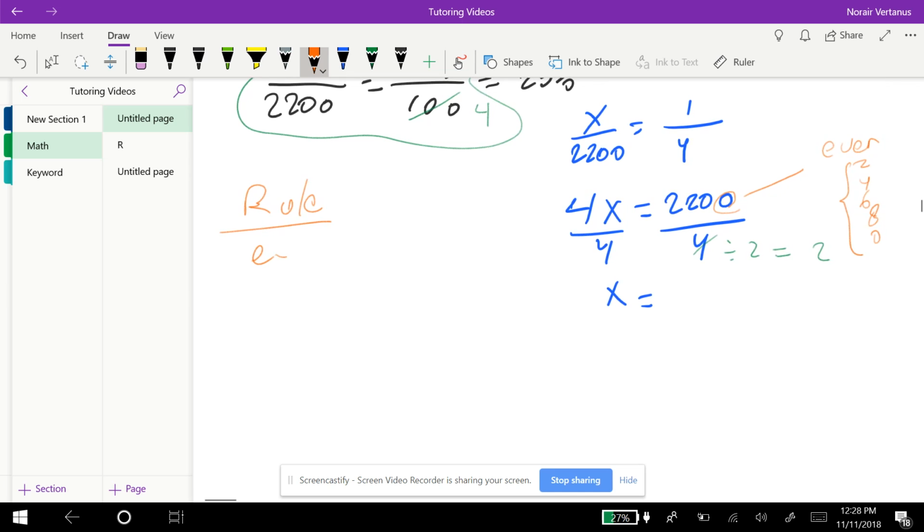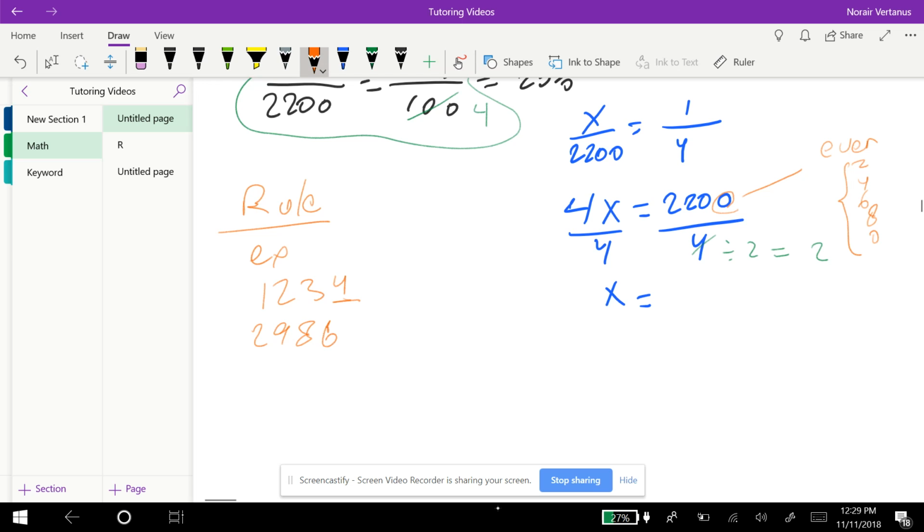Like for example, 1,234. Yes, that's divisible by 2 because this is even. 2,986. This is divisible by 2 because that's even. 9,812. That's divisible by 2. 100. That's divisible by 2 because this is 0. And 98. That's divisible by 2 because this is 8. So if it's odd, it's not divisible by 2.